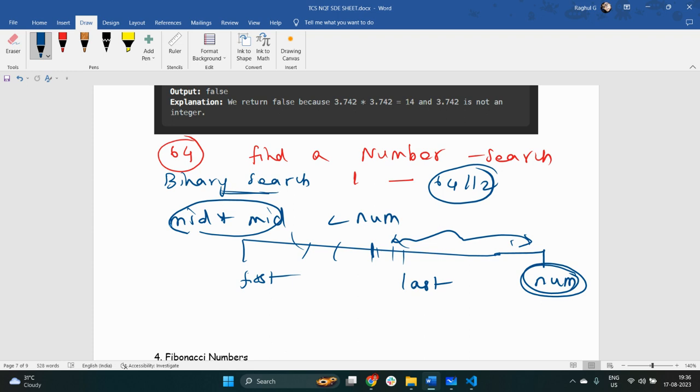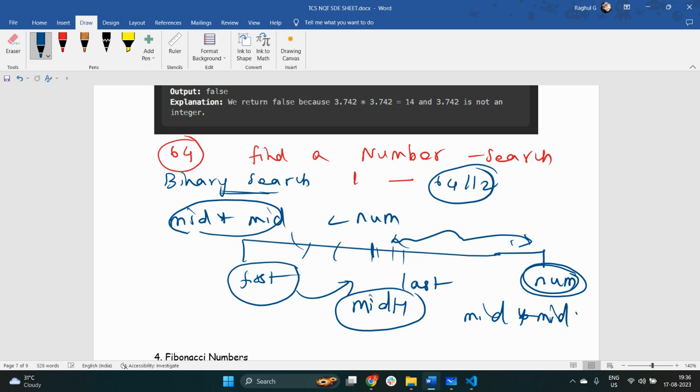So what I'm going to do is increment my first to mid plus 1, and it's going to be the other case. If mid times mid is greater than num, then it's very simple that we are supposed to decrement our number. What I'm going to do is decrement my last to mid minus 1. Yeah, so this is the approach I have followed.